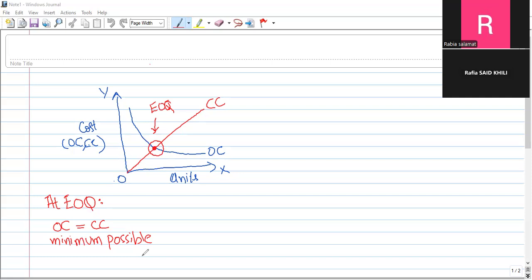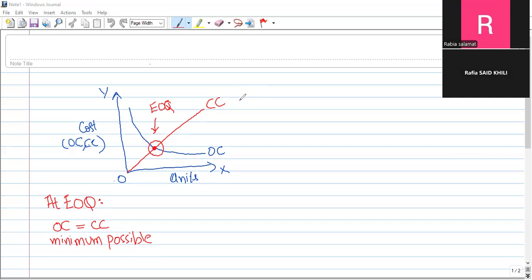If I move below the EOQ, then cost changes. Ordering and carrying cost are not equal. They move in opposite directions. If ordering cost increases, carrying cost decreases. If carrying cost increases, ordering cost decreases. So these two costs move in opposite directions if I move below or above the EOQ point. But how do we calculate the EOQ point? The question is how we calculate the EOQ point. Now we are going to discuss how we calculate EOQ.